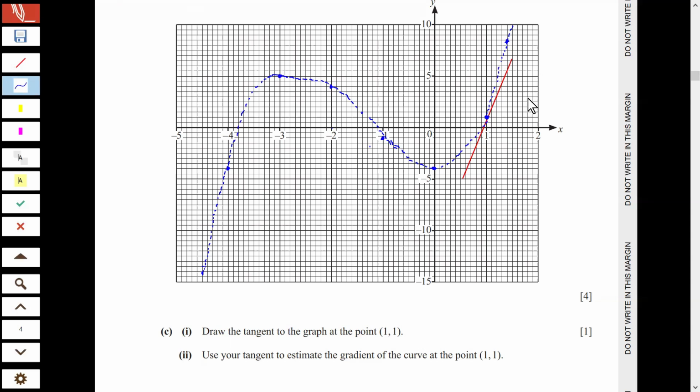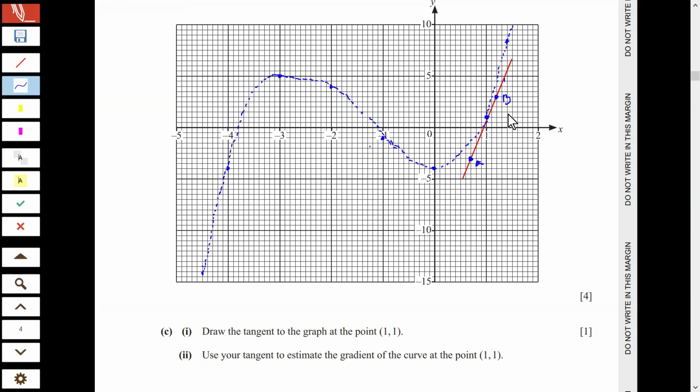Now for the gradient, you can choose any 2 points on the line. So let's see if we can look for any 2 points on this line. Let's say, for instance, we take this point, and let's find the second point. The second point should be somewhere here. Let's assume we have a second point on the line somewhere here. So I can label these as A and B.